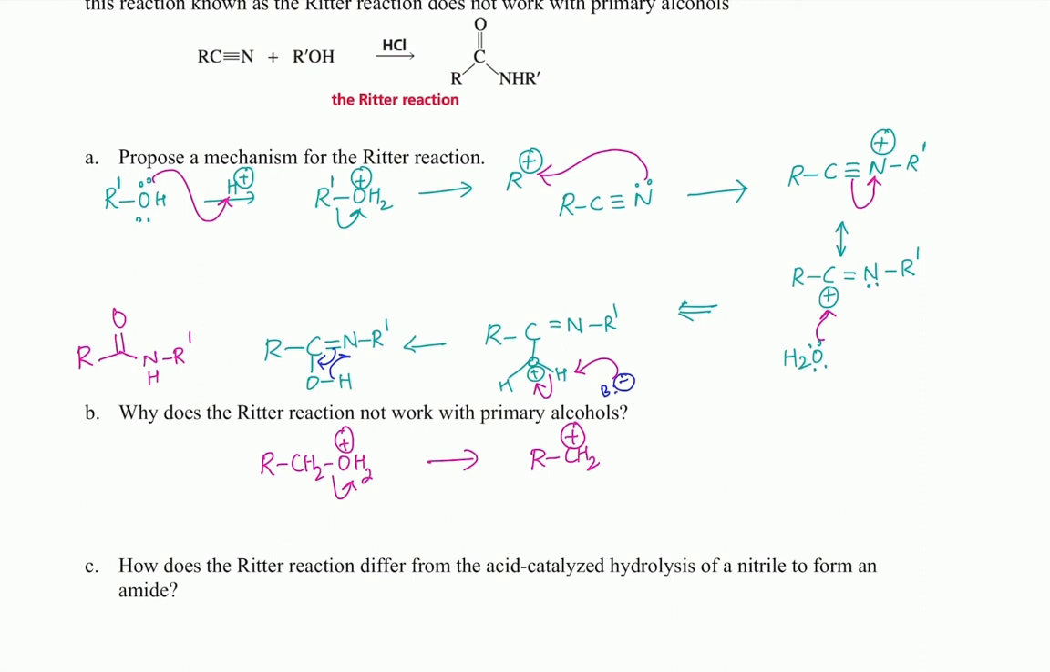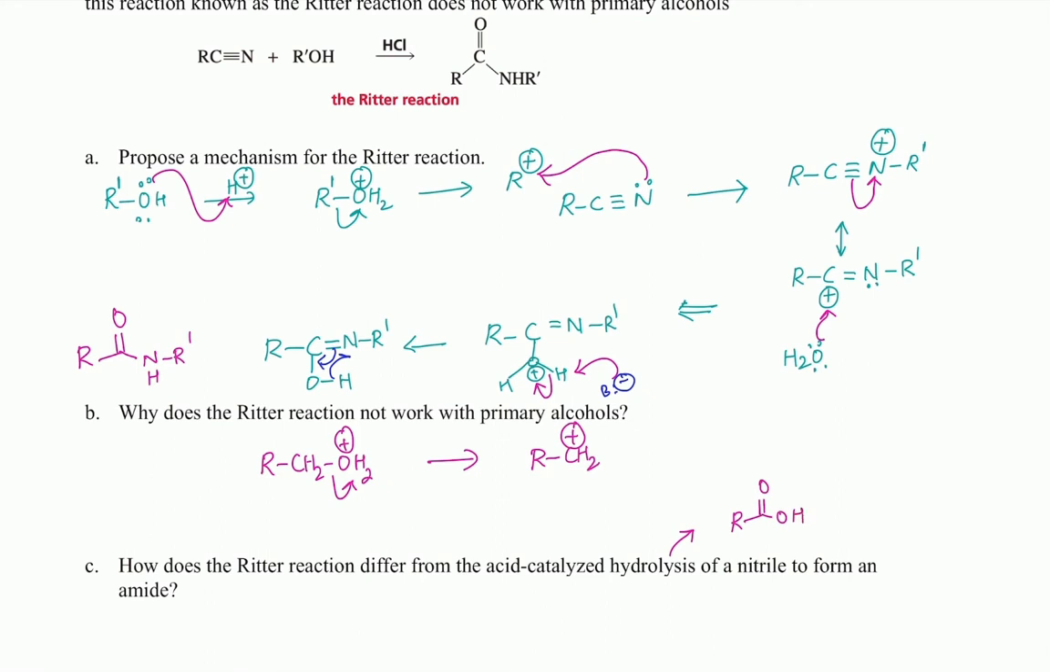Whether it's the Ritter reaction or the acid-catalyzed hydrolysis of a nitrile, both of those reactions are going to give us an amide. But remember, the acid-catalyzed hydrolysis of a nitrile first gives an amide, but that amide is going to undergo further hydrolysis to give a carboxylic acid. So this is going to give us a carboxylic acid in the final step.